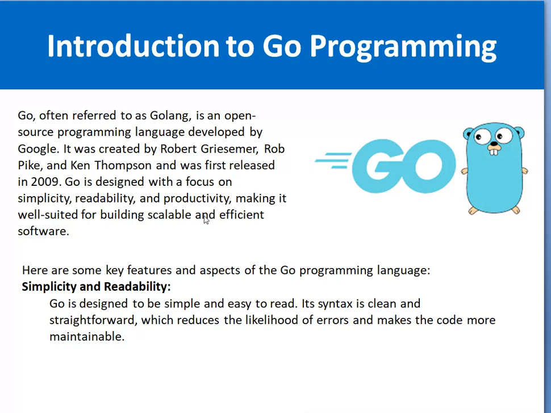Golang is designed with a focus on simplicity, readability, and productivity, and it's a very good language for scalable and efficient software programming. Now we shall discuss in more detail the different features and aspects of the Go programming language. First is simplicity and readability. Go is very simple and easy to read, and its syntax is very clean and straightforward, so you have fewer chances of errors, and the maintainability of source code is higher in Go.